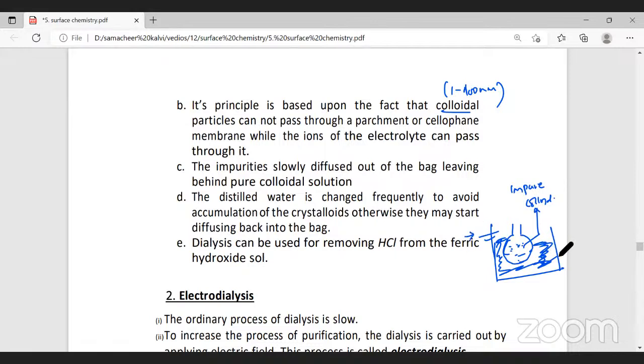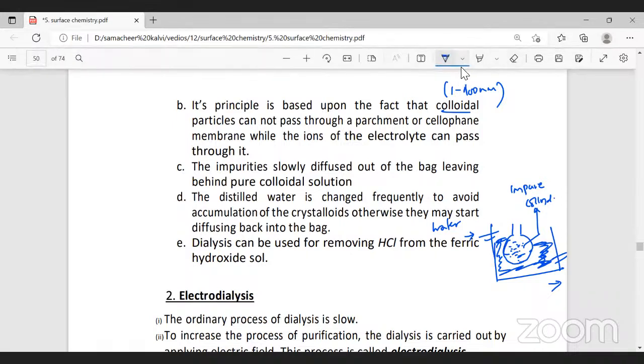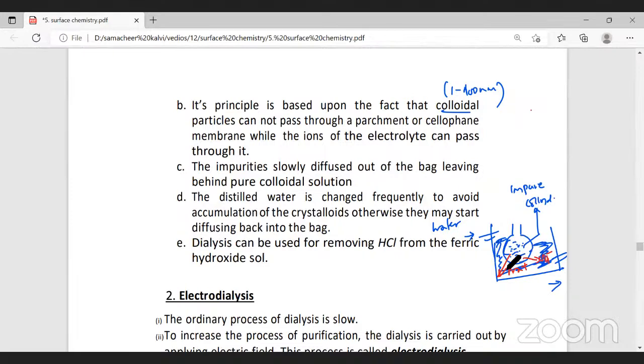One end has a water inlet, the other end has a water outlet. Continuously, when you keep flushing it with water, water will enter the bag, and the electrolytic impurities like Na+ and OH- diffuse out. In the preparation of gold sol, we understood the impurities are Na+ and OH-. They will diffuse out because only the electrolytic impurity can pass through. The colloidal gold particles cannot pass through it, so they remain.